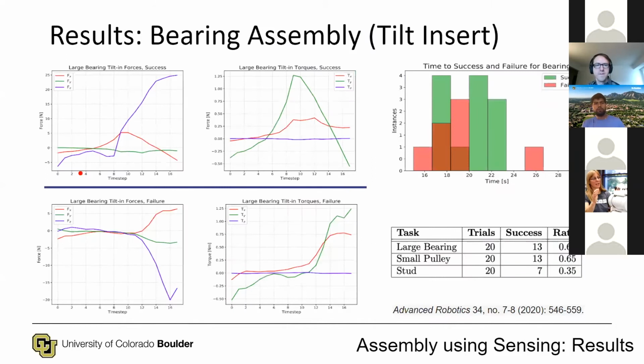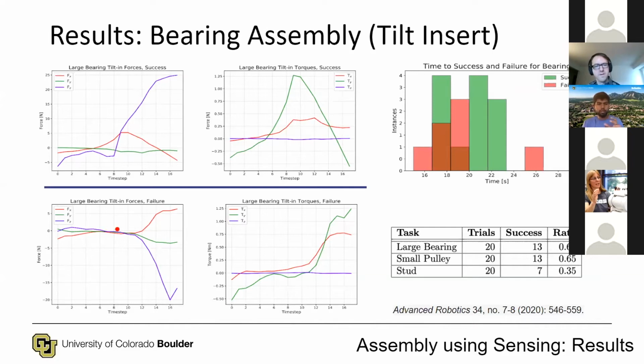So with tilt insert, we try to identify features for a successful and a failed operation. Looking at the force plots for the successful trial, we see that the reaction force against the wrist goes to 0 as it's relieved when the bearing enters the hole. Then the force away from the wrist increases as the bearing pulls back and is bound to the hole in its return to vertical.